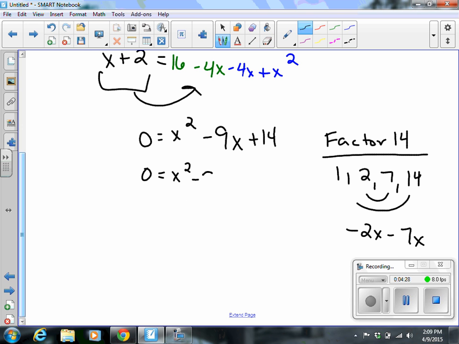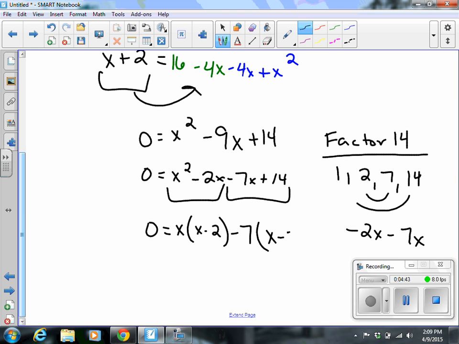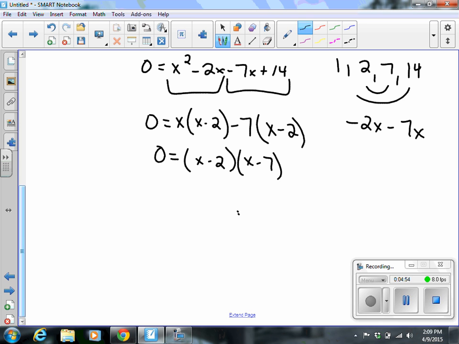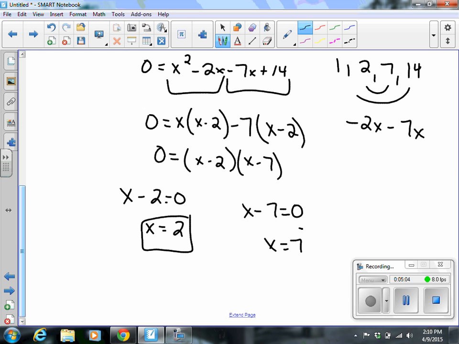So I have x squared minus 2x minus 7x plus 14. I'm going to go ahead and group this. Looking at the second grouping, I know that they have a negative 7 in common. Notice inside my parentheses is the same, which is my goal here. I'm going to go ahead and break this up. x equals a positive 2, and x equals a positive 7.